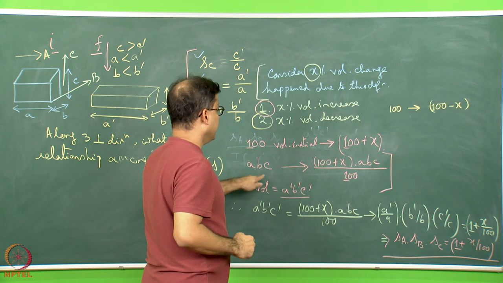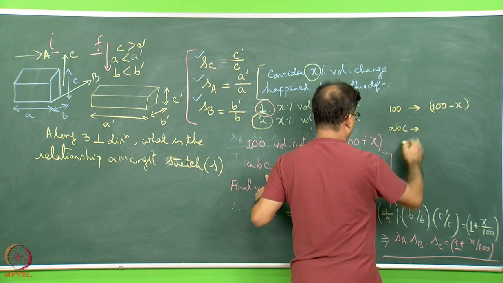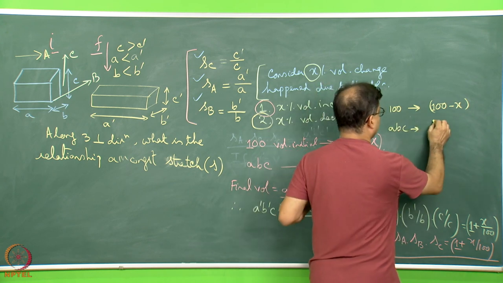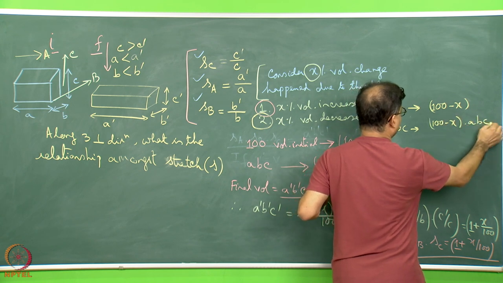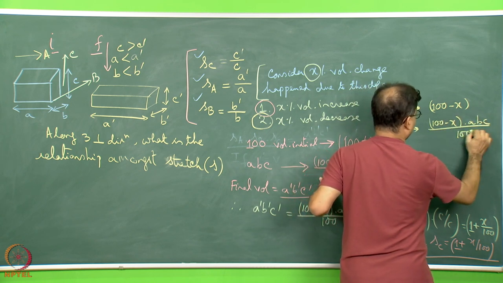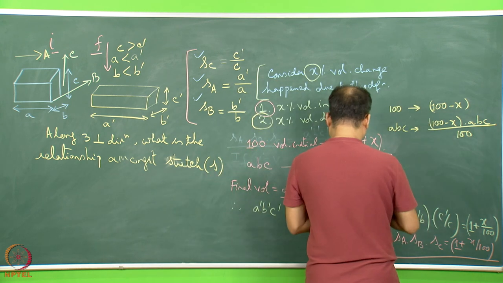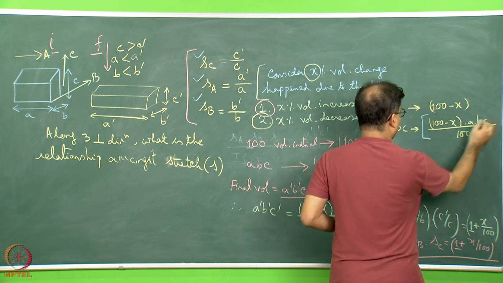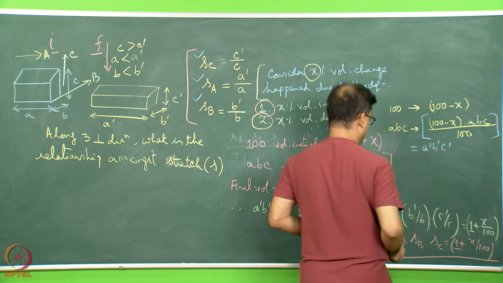So therefore, if there is an ABC volume, this becomes 100 minus X multiplied by ABC divided by 100. And now this I will equate with A dash, B dash and C dash.